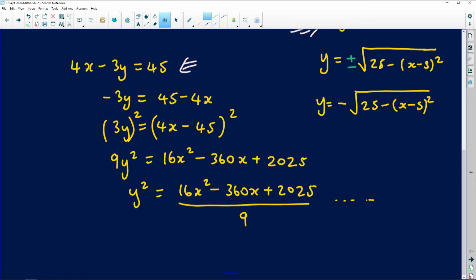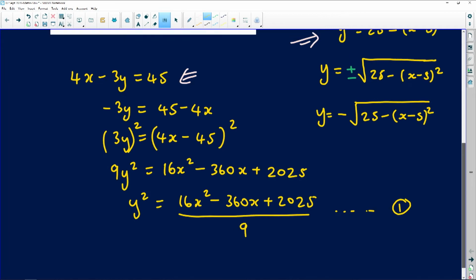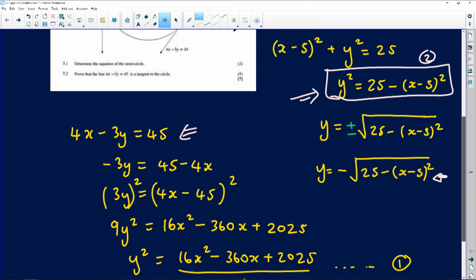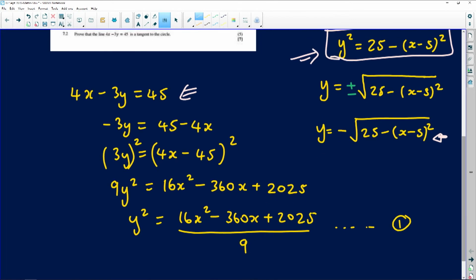So I've got this equation, which I can call my equation 1. I want to compare this against the one which we found ages ago, the equation of half of this circle, which I'm going to call equation 2. You can still take it from the last line, but you'll need to square both sides if you do that. So I'm going to take the one that says y squared is equal to 25 minus x minus 5 squared. This is going to be my equation 2.